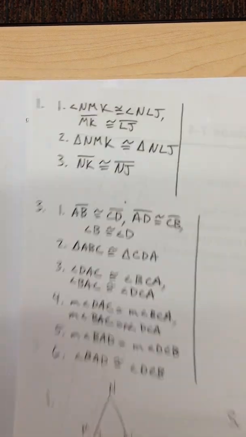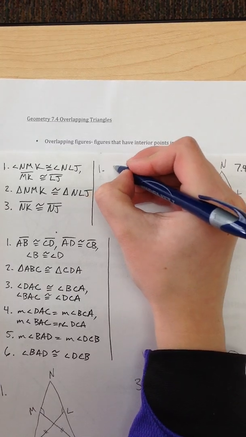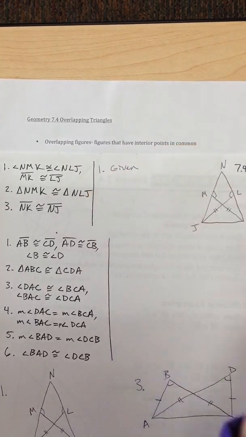Alright, so I set this one up on the back here. Basically what we are starting with is that angle NMK is congruent to angle NLJ, which they told us, and then same with those side lengths that they told us. So that first one's just a given.